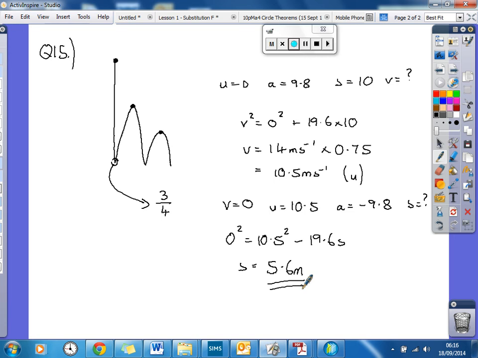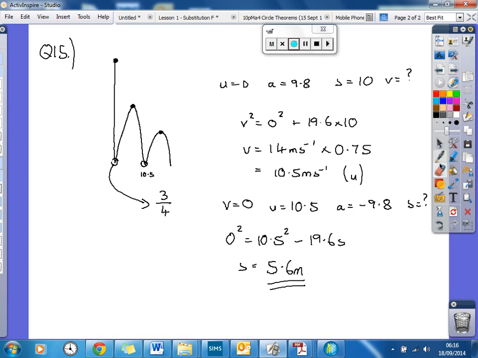Now, this is the clever, handy bit. Look at the shape of this second stage. So it rebounds, goes up to its greatest height, and goes back down again. If it starts with an initial velocity of 10.5, because this is symmetrical, it will end with a final velocity of 10.5. You can try it: set s equal to 0, and you know u, find v. It will come out as 10.5. So we know that it hits the ground there at 10.5 as well.